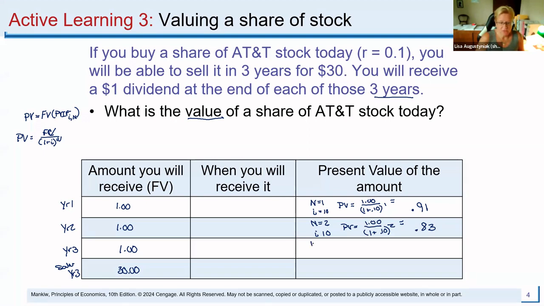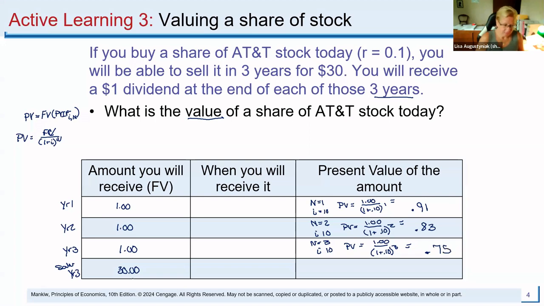Okay, so we have N. The only thing changing here is the N. Interest rate 10%. Our present value is going to be $1 over 1 plus the interest rate to the third power. And I get a factor of 1.3310. So I'm going to store that. And $1 divided by that factor is going to be about 75 cents.